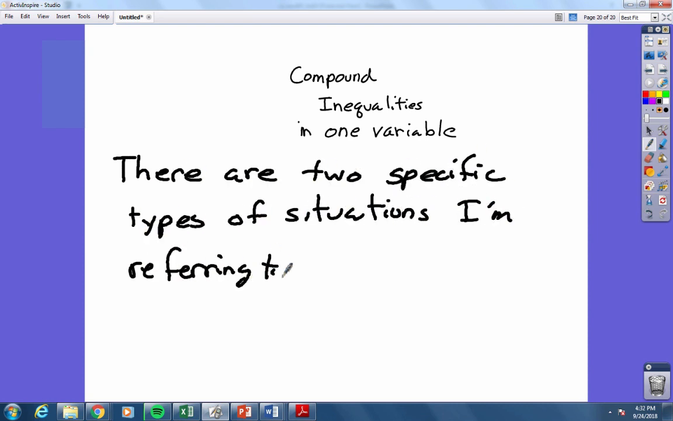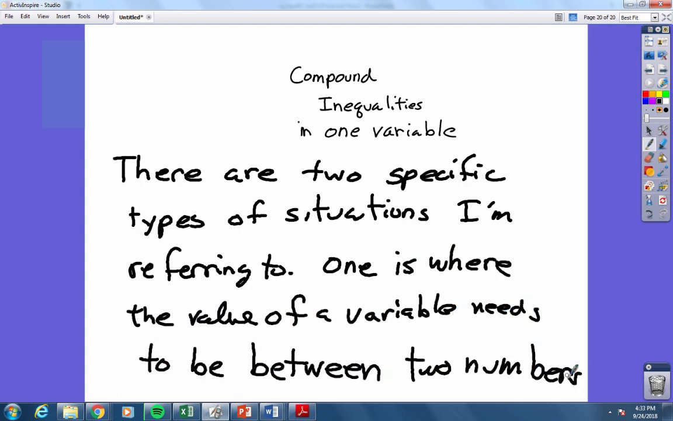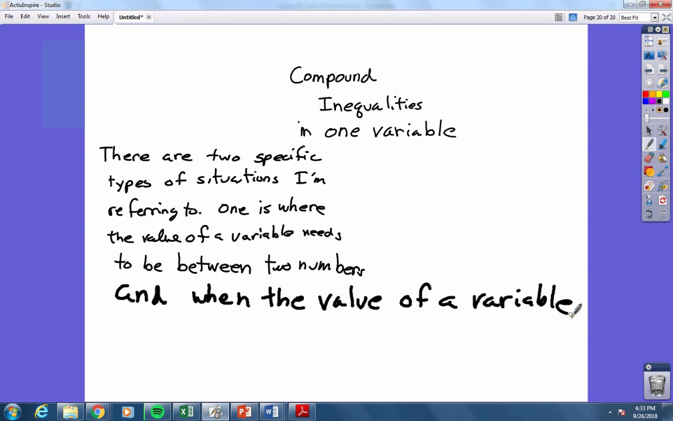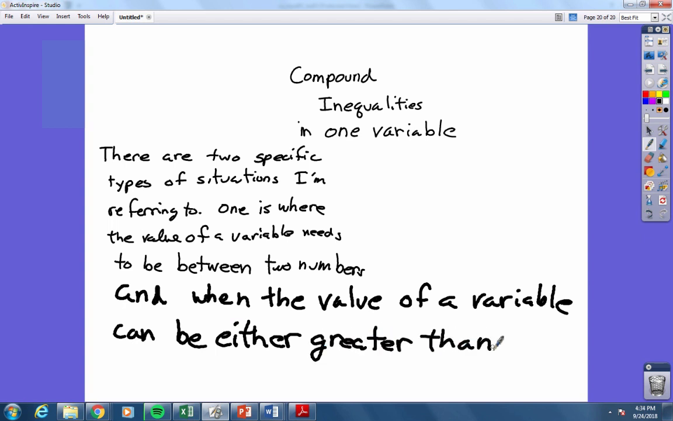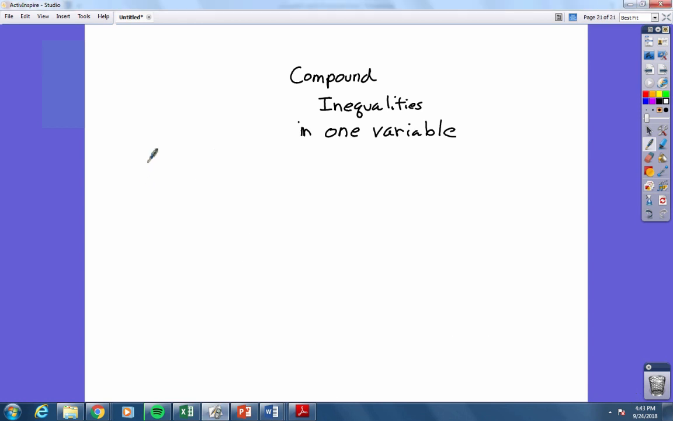There are two specific types of situations I'm referring to. One of them is where the value of a variable must be between two numbers. And the other situation is when the value of a variable can be either greater than one number or less than a different number. That either one of those cases could be okay. Let's look at a couple of examples.